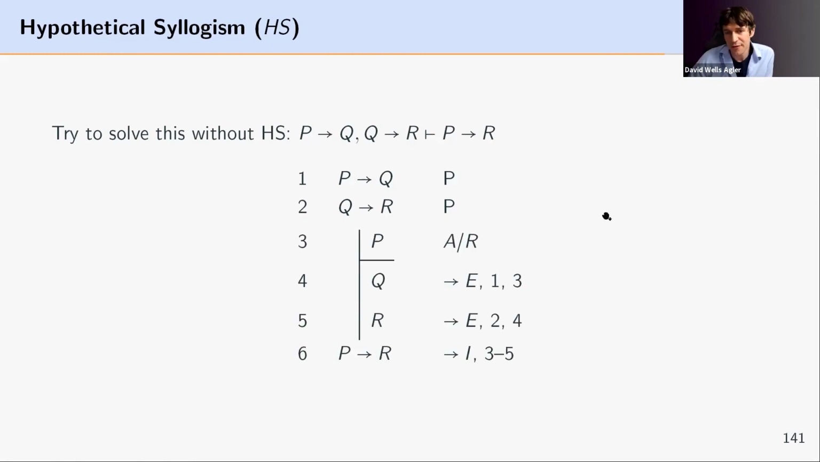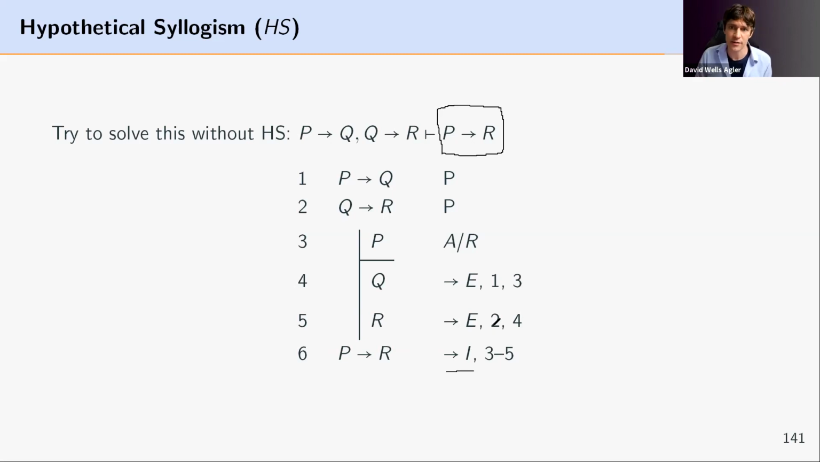So to prove hypothetical syllogism, what we would want to look at is the conclusion that we're trying to derive. If you look at the conclusion, it is a conditional. And so you might say to yourself, what I want to do is introduce into the proof a conditional. So I'm going to use the rule that introduces conditionals into proofs, which is conditional introduction.